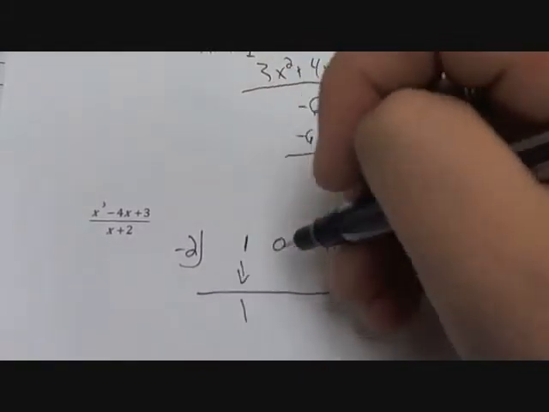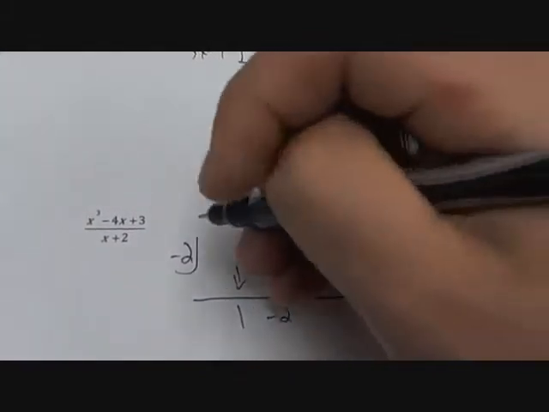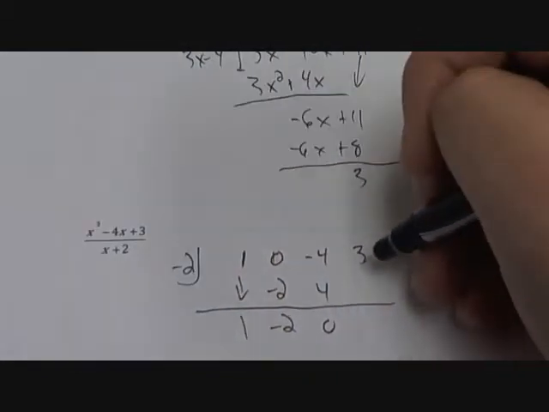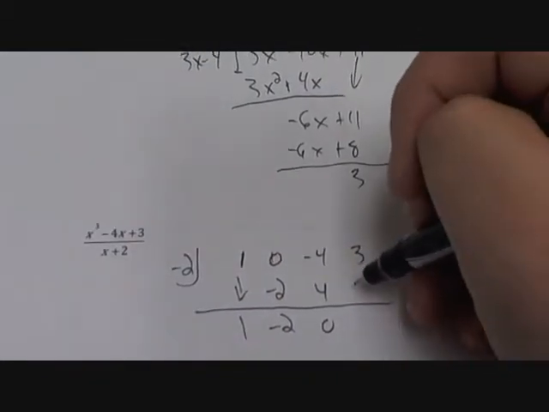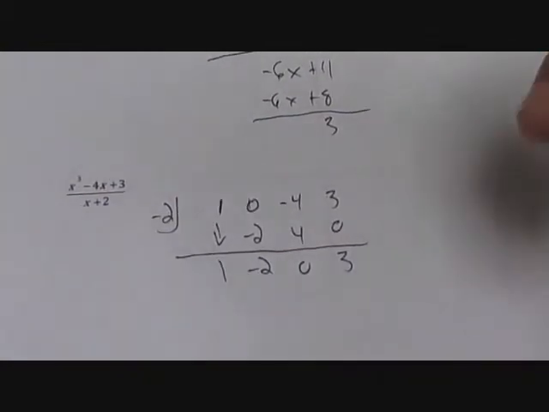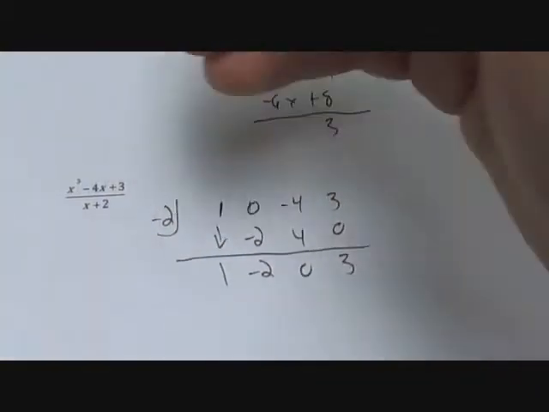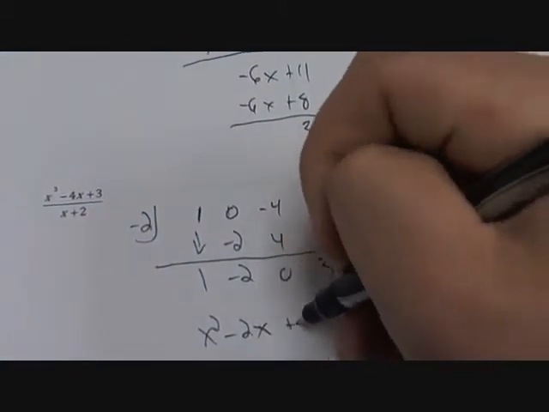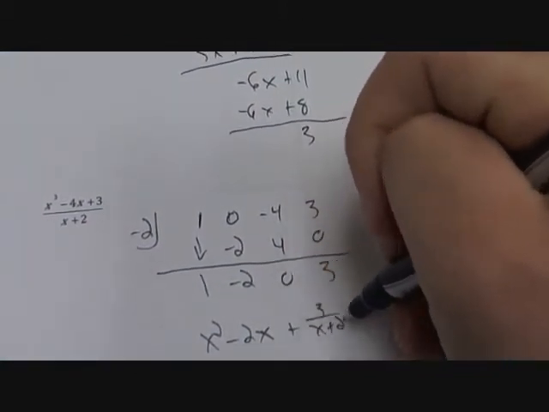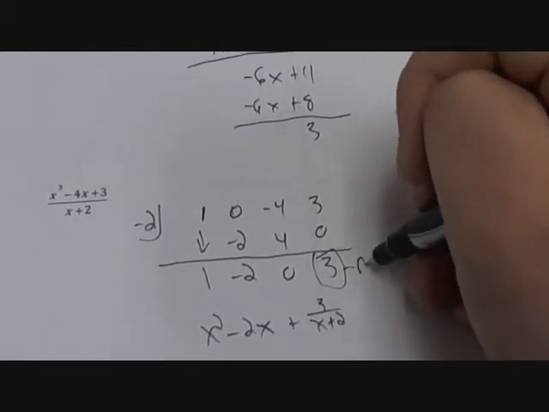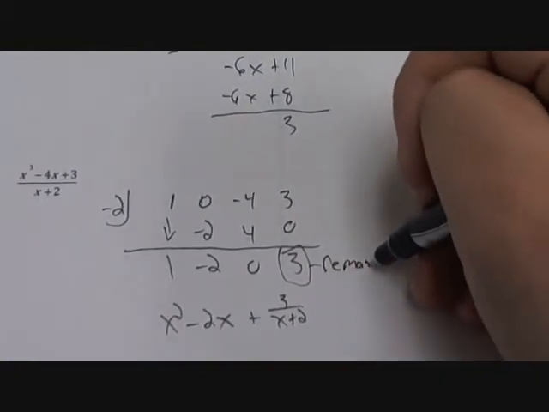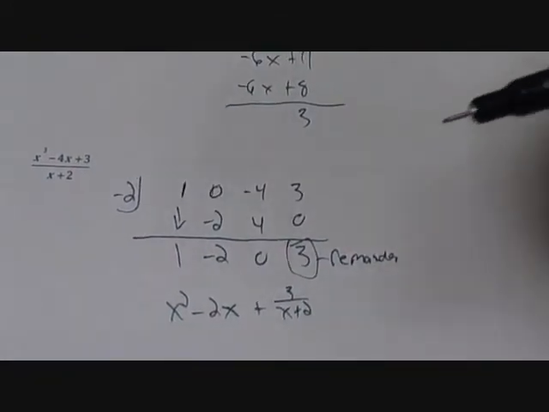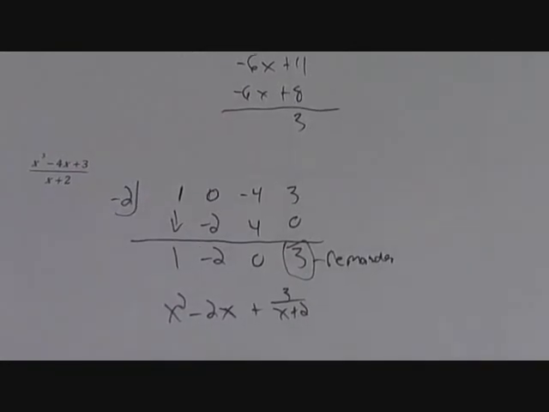Alright, so bring down the 1. Gives you 1. Multiply by negative 2, negative 2. Add. Negative 2. Multiply, that gives you 4. Add, that gives you 0. Multiply 0 times negative 2 is 0. So it's 3. Alright, so now, since it started off with x cubed, this is going to be x squared. That's going to be x. And then the remainder, again, is 3 over x plus 2. Since this is our remainder, you have to divide it by whatever you divided by. We divided by x plus 2. So your final answer is x squared minus 2x plus 3 divided by x plus 2.